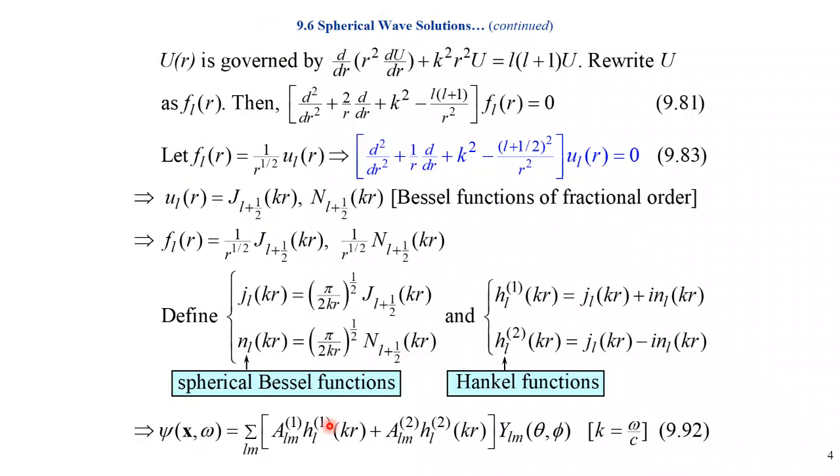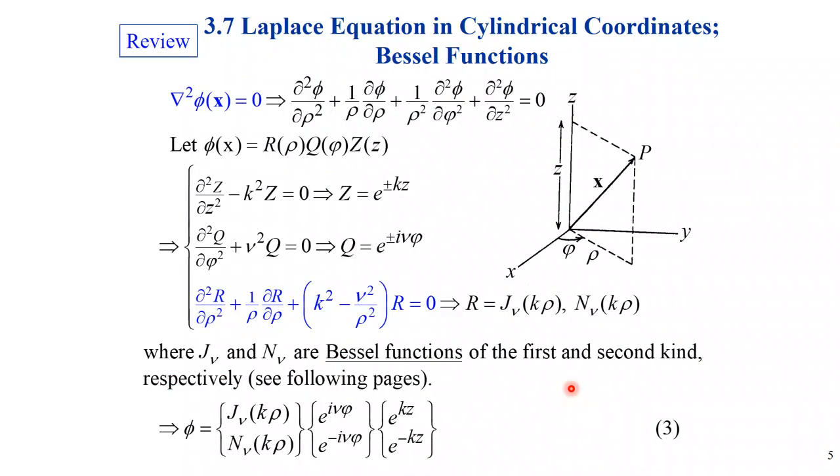Okay, let's call them spherical Bessel functions and Hankel functions. I will review what we have learned in chapter 3.7, where we talked about the Laplace equation in cylindrical coordinates. At that time, we dealt with the Bessel function. So I will compare the difference between these two equations.